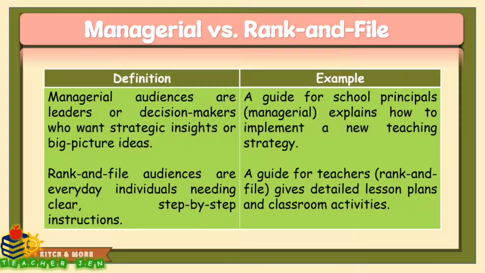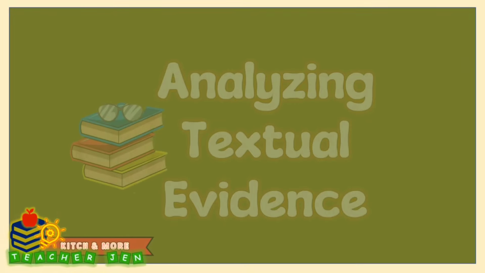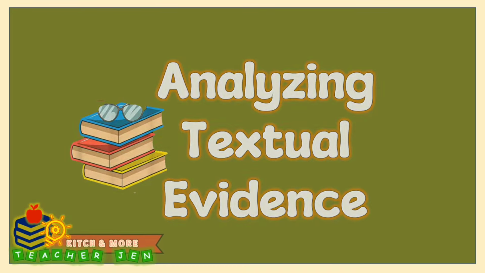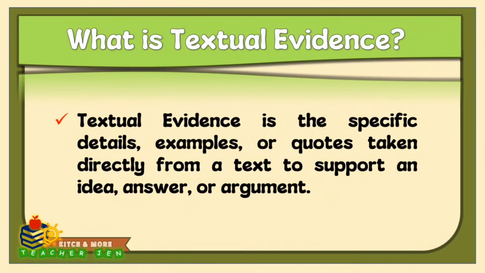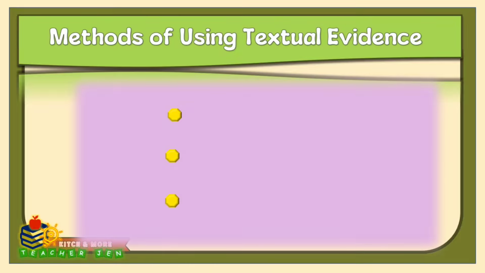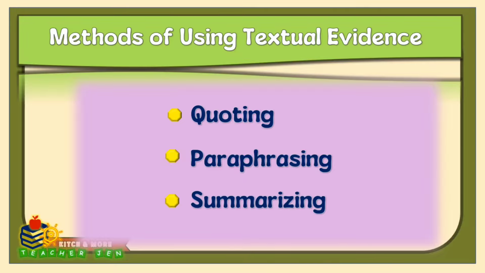Now that we've discussed how identifying the target audience helps us understand the way a text is written, let's move on to analyzing textual evidence. So, what is textual evidence? Textual evidence is the specific details, examples, or quotes taken directly from a text to support an idea, answer, or argument. And there are methods of using textual evidence. First, we have quoting. Second is paraphrasing. And the third one is summarizing. Let's discuss them one by one.